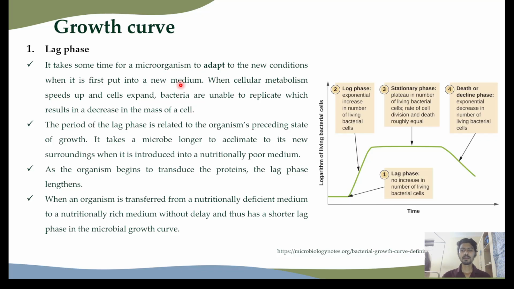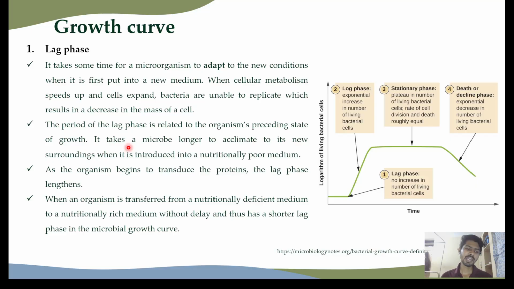Here the replication or division occurs in the next stage, so there will be no increase in the number of living bacterial cells. They just adapt to the environment. The period of the lag phase is related to the organism's preceding state of growth. It takes the microorganism longer to adapt if it has a nutritionally poor media. If the media is poor or not appropriate for a particular organism, the cell's adaptation period will be very long.